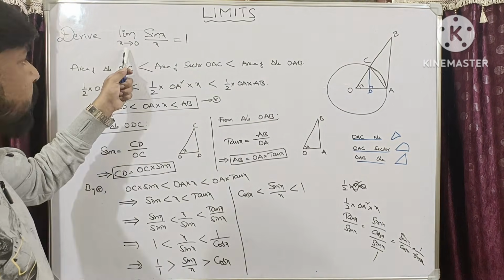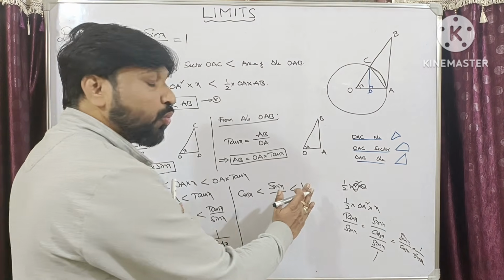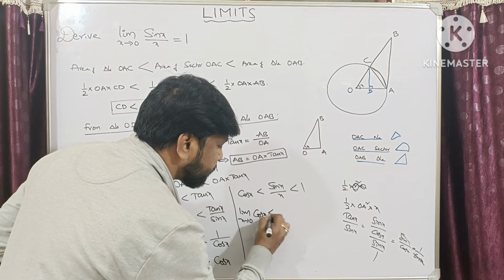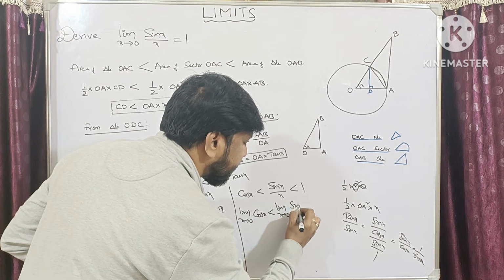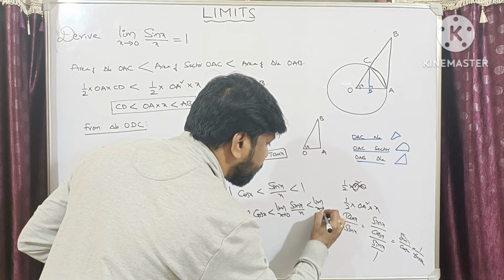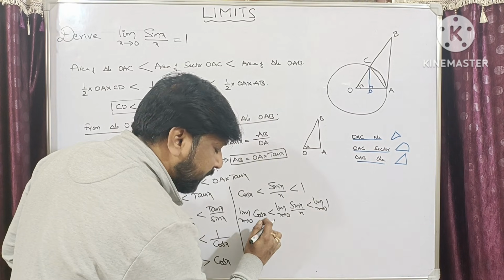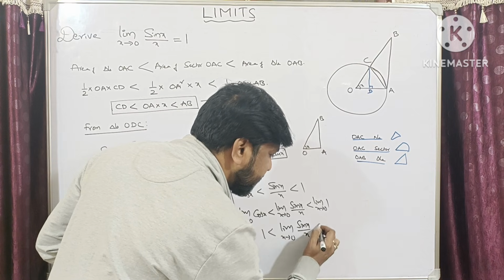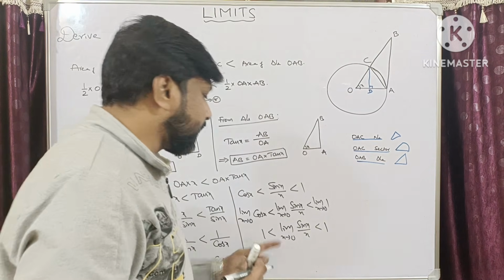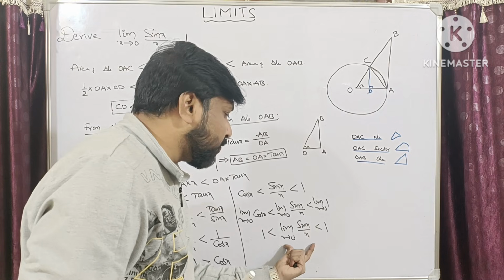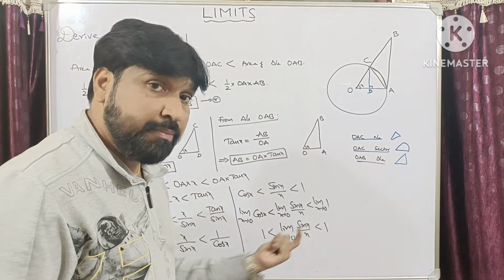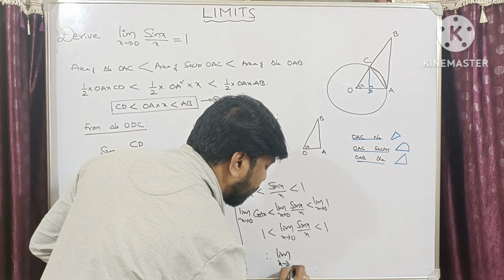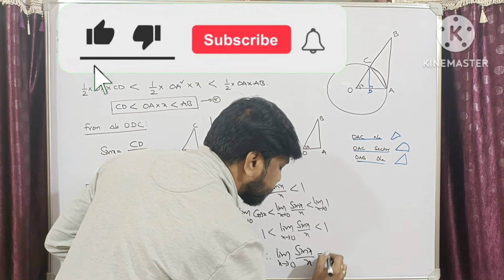Now what am I going to apply? You want limit x tends to 0 of sin x by x, so throughout you apply the limit. Limit x tends to 0 of cos x is strictly less than limit x tends to 0 of sin x by x, which is strictly less than limit x tends to 0 of 1. If you substitute x as 0, cos 0 is nothing but 1. Any constant gives a constant only. If the lower limit and upper limit are both the same, then the middle value must be equal to that result only. So limit x tends to 0 of sin x by x is equal to 1.